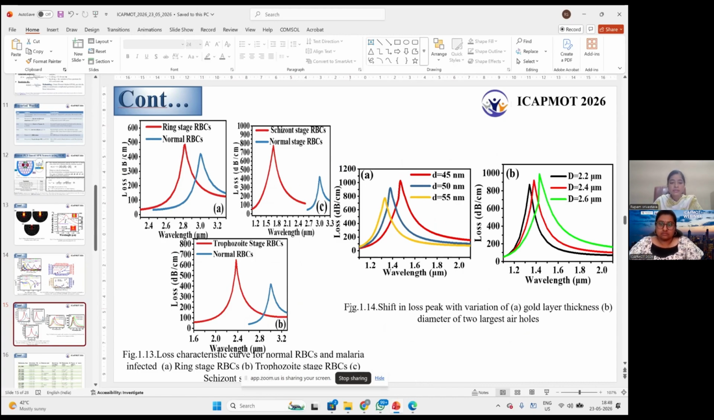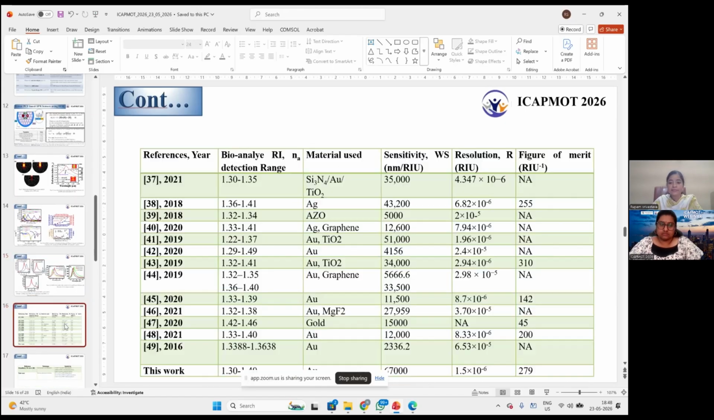If the blood plasma changes, then there will also be a change in the refractive index of the blood plasma. Then the resonant condition will also change, from which we can detect the different types of sensing medium.